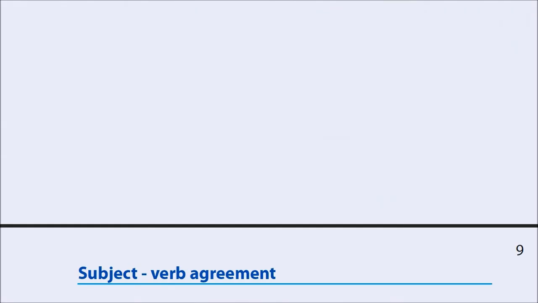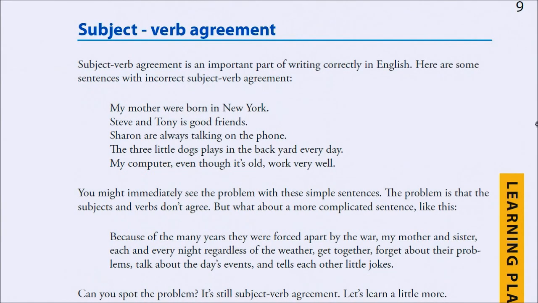Okay. Now here is something that is a common mistake, which is a problem with something called subject-verb agreement. Now, see the sentence, "My mother were born in New York"? See the obvious problem? "Steve and Tony is good friends." "Sharon are." This is called a subject-verb agreement problem. It's "my mother was born." "Steve and Tony are good friends." The verb in a sentence has to agree with the subject of the sentence.